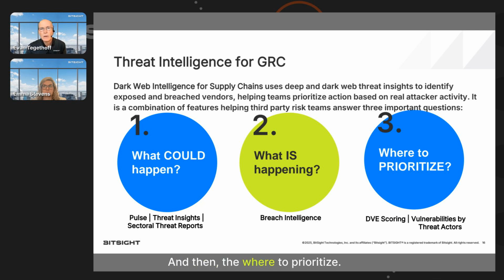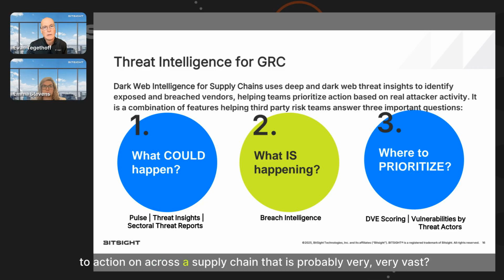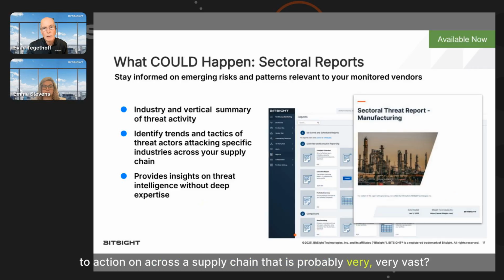And then the where to prioritize. So this is starting to answer the question. This will be over time; we're going to have to get better and better at this. This helps with that concern on the GRC side. If we're going to get more, how do we decide which of the things we actually need to action on across a supply chain that is probably very, very vast?